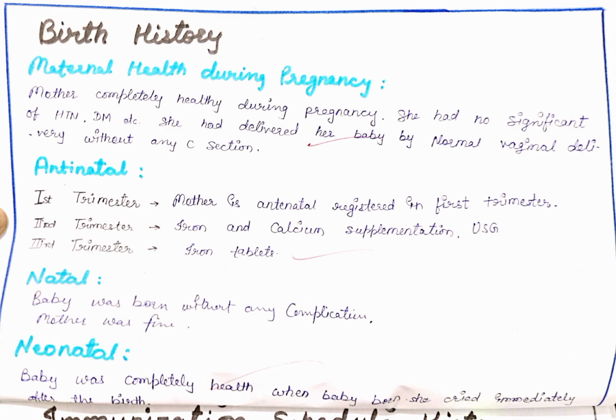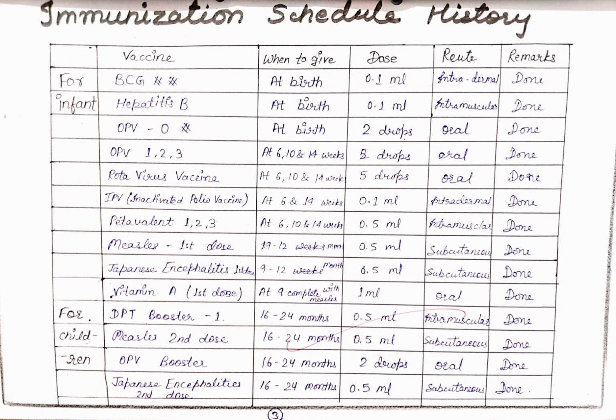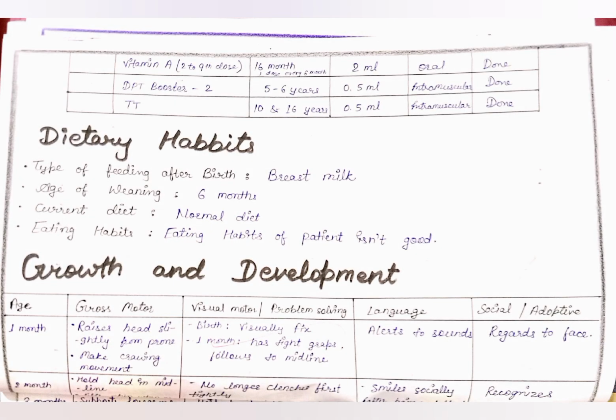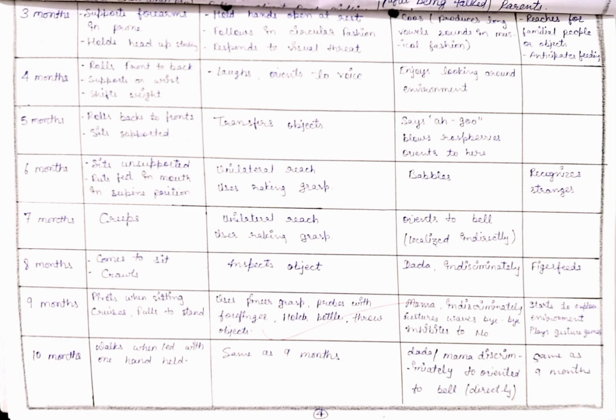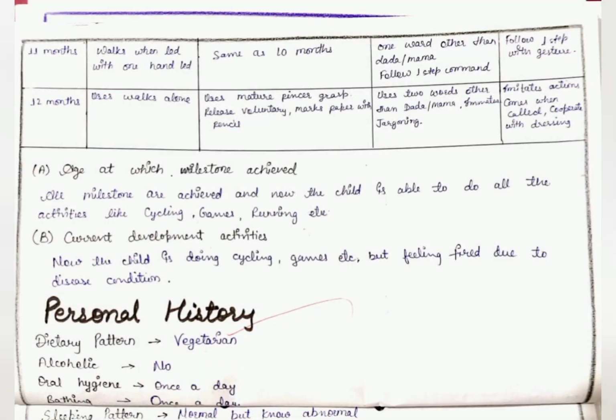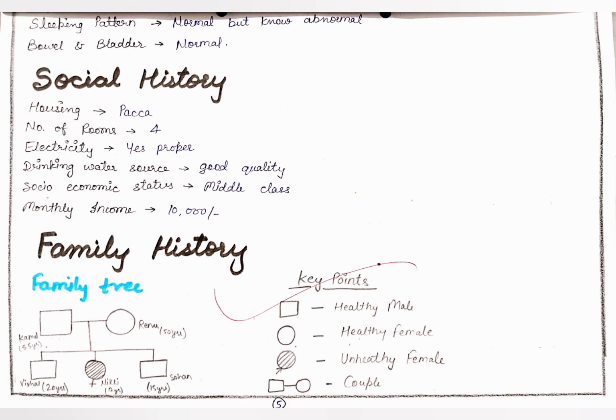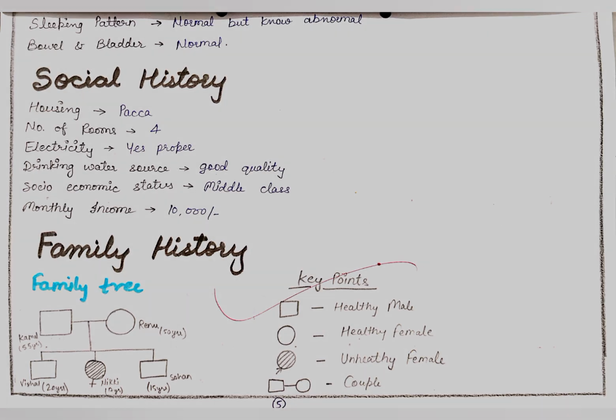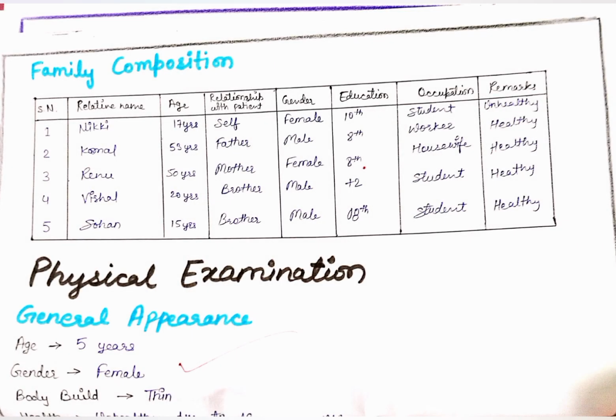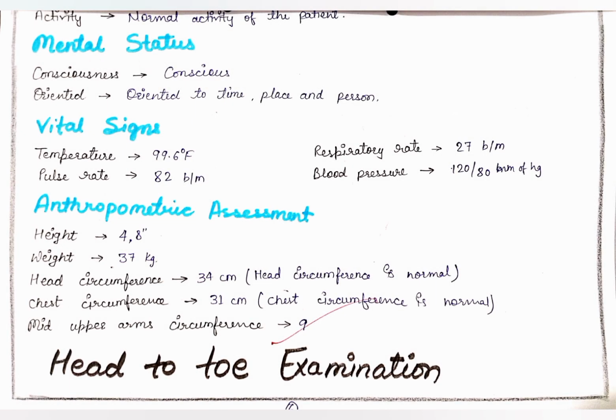it's a pediatric NCP, and immunization schedule history, and dietary habits and growth and development chart. We will include it because it's a child patient, and then personal history, and then social history and family history, the family composition, and after that we will do physical examination and head to toe examination.